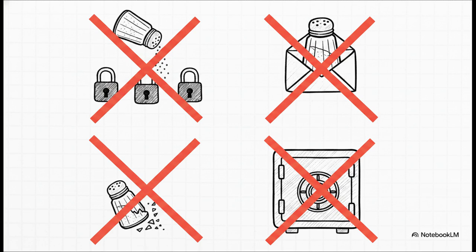Second, using predictable data like a username or an email address as the salt. Salts must be completely random. Third, generating short salts from weak random sources, like those basic math functions we talked about earlier. And finally, the big misconception we already busted, treating salts like secret encryption keys. Say it with me. Salts are about uniqueness, not secrecy.